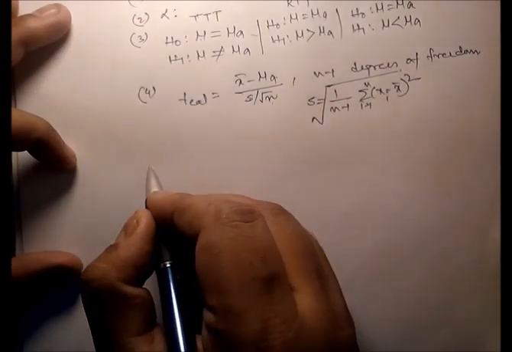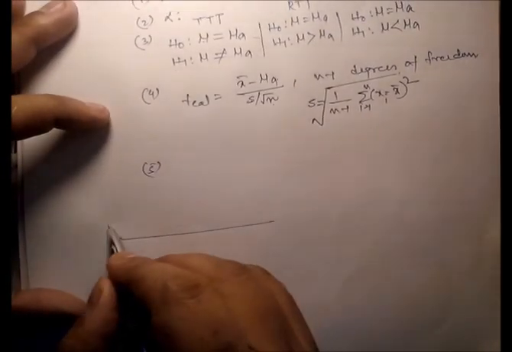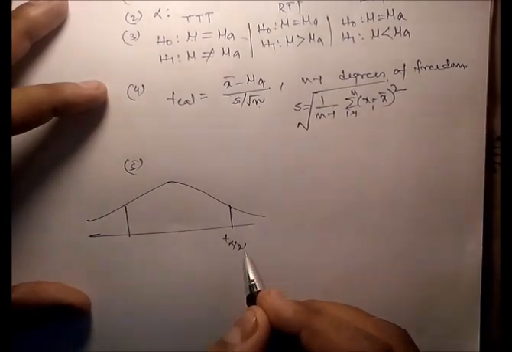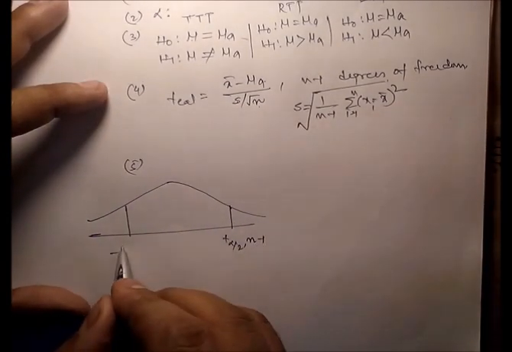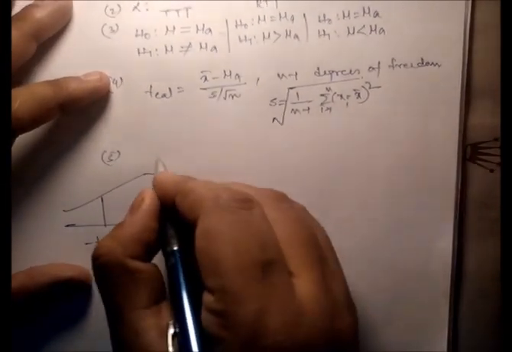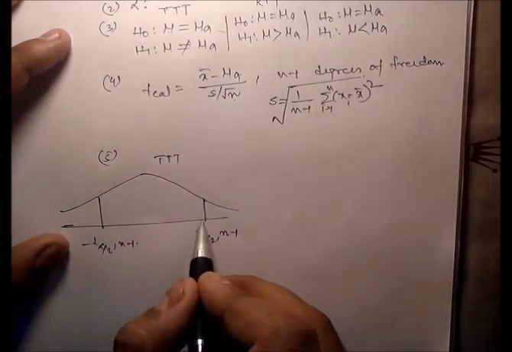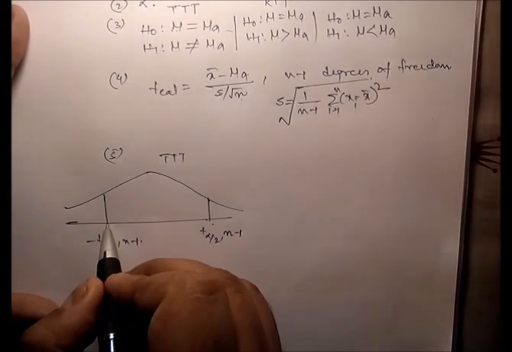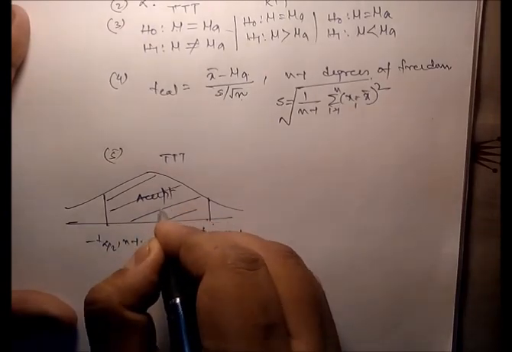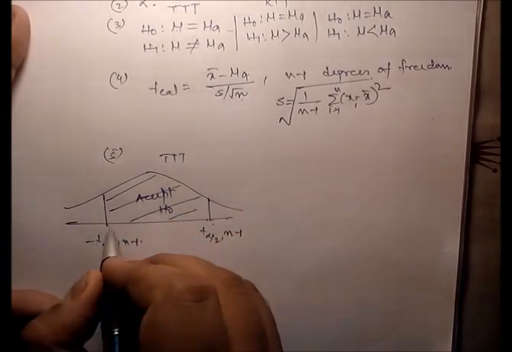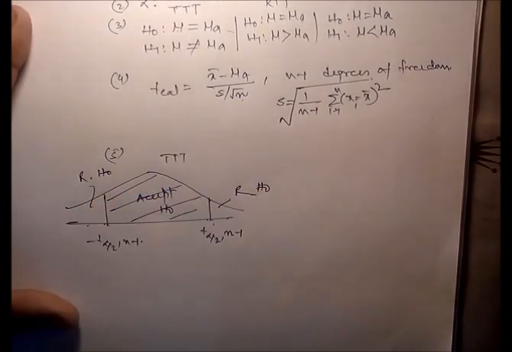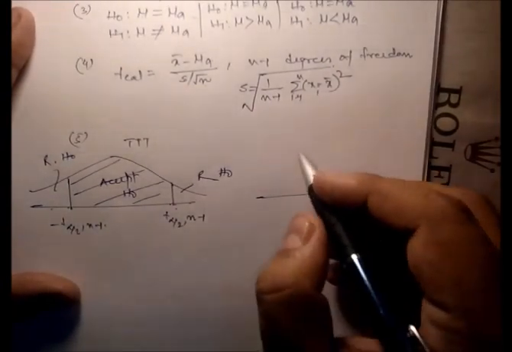And next is the decision. For a two-tailed test it is t alpha by 2 with n minus 1 degrees of freedom, and minus t alpha by 2 with n minus 1 degrees of freedom. Clear? This is for the two-tailed test. This is called the upper critical value, and this is called the lower critical value. If the value is in between these two, then accept H0. If it is more than this value or less than this value, then reject H0.